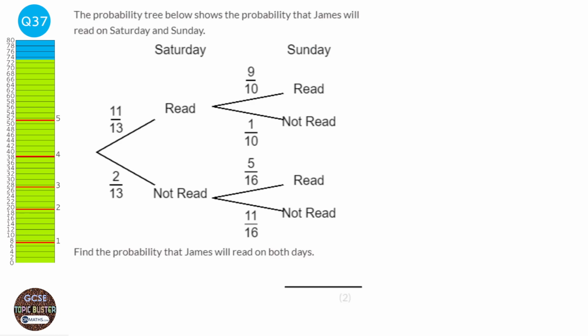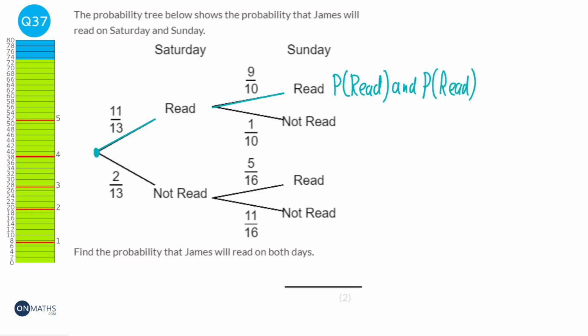To find the probability that James will read on both days, we start here and we just draw down the read path, and then we go down the read path again. So the outcome here will give us the probability that James will read and the read.